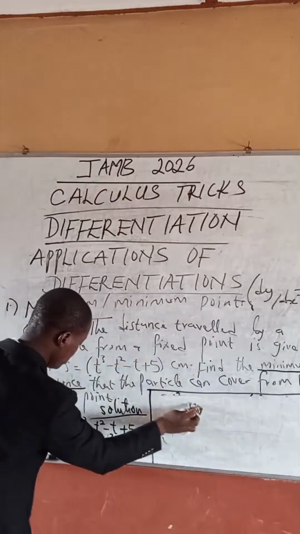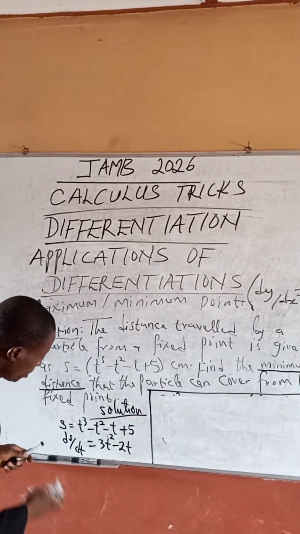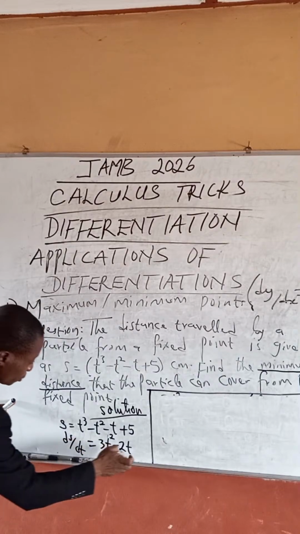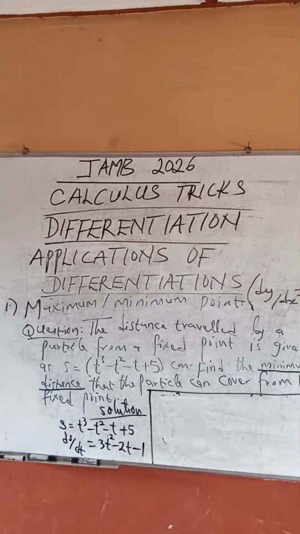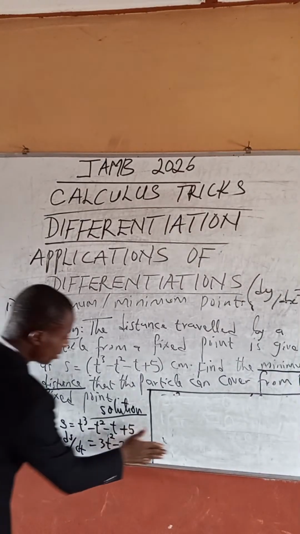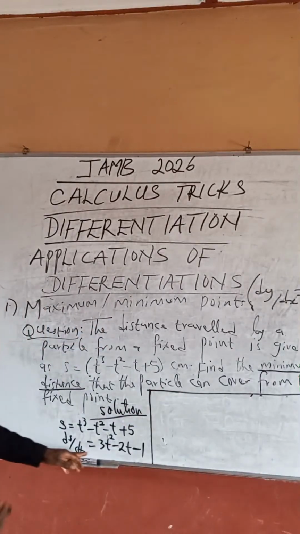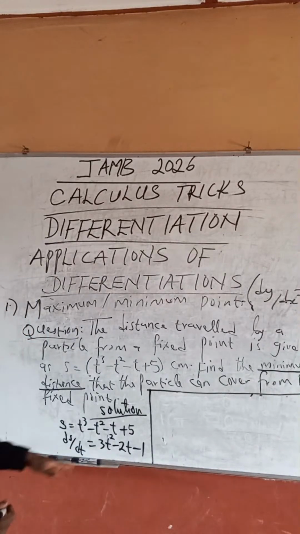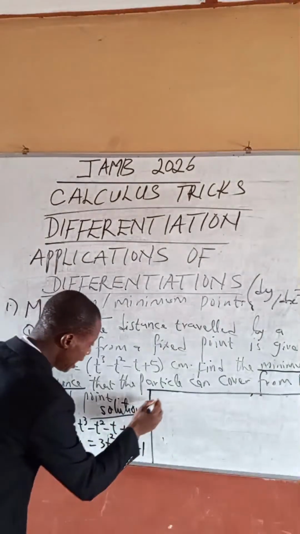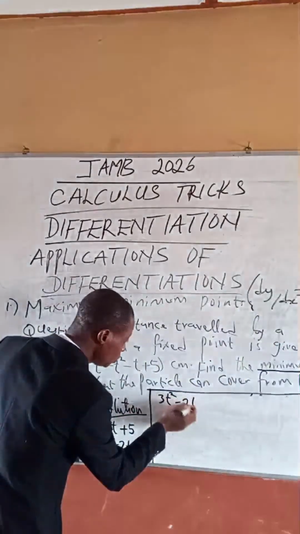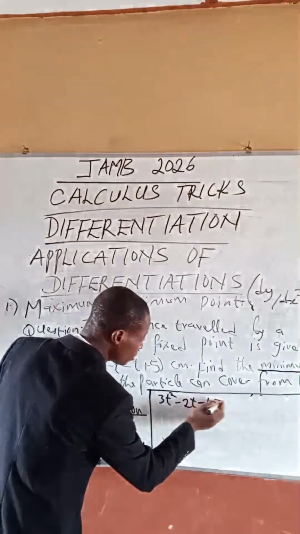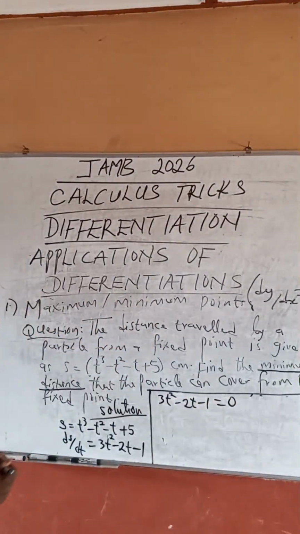I think there is an issue here. This one here is minus 2t, then minus 1. There's minus 1 right here. Please, don't forget this minus 1. So this is what we equate to 0. If we equate to 0, we have 3t squared minus 2t minus 1 is equal to 0. This is what we have.